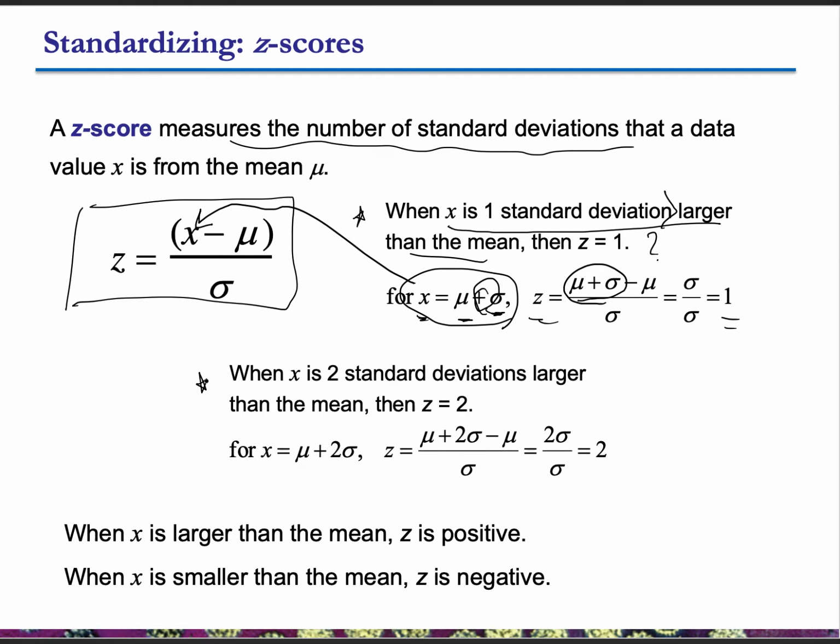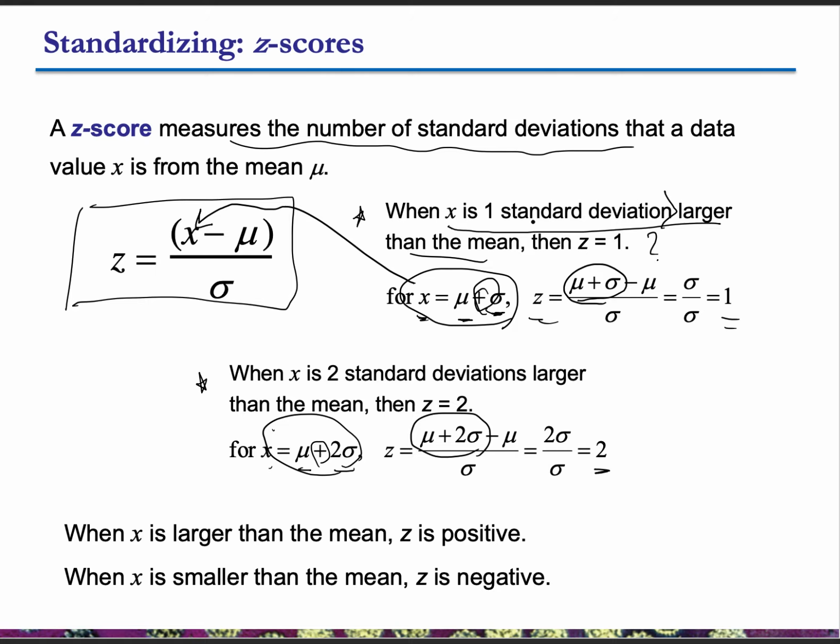Similarly, you can think that if x is 2 standard deviations larger than the mean, substitute that value in this formula again, and then you're going to get the z-score as 2. So z-score 2 is nothing but 2 standard deviations larger than the mean.